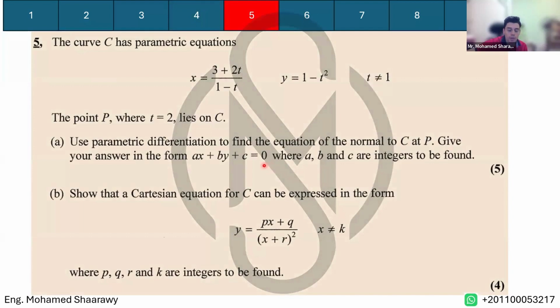Alright, so here in question 5, it says the curve C has parametric equations x equal to something and y equal to something in t, which is time. The point P, where t equals 2, lies on the curve. Okay, he now needs me to use parametric differentiation to find the equation of the normal at the required location P.